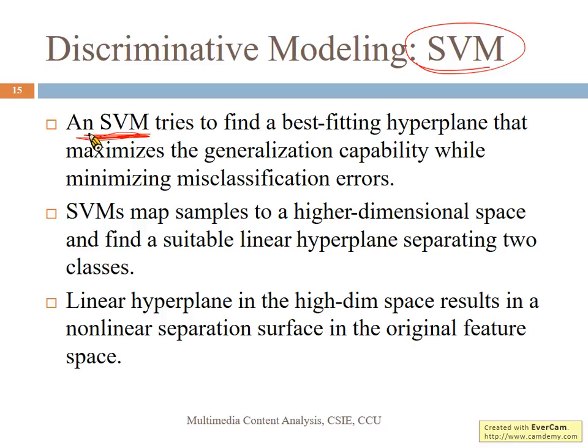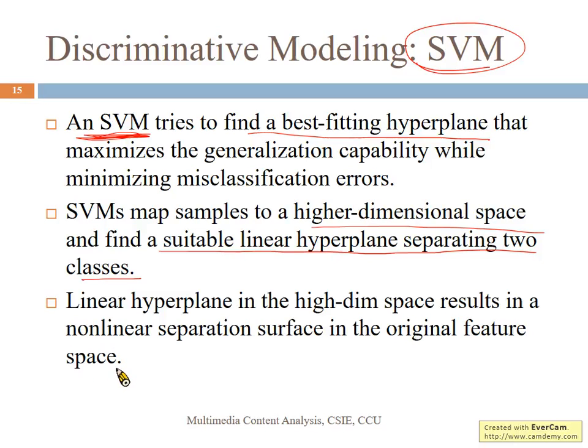So they first briefly introduced the concept of SVM. SVM tries to find the best fitting hyperplane that maximizes the generalization capability while minimizing misclassification error. The SVM maps samples to a higher dimensional space and finds a suitable linear hyperplane separating two classes. And a linear hyperplane in the high dimensional space results in a non-linear separation surface in the kernel feature space.